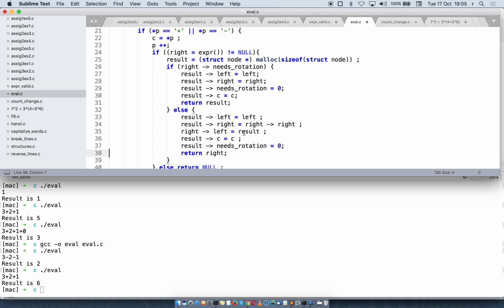Result dot C equals C, which is the minus. Yes? Right equal right to right. Why isn't it right to left?